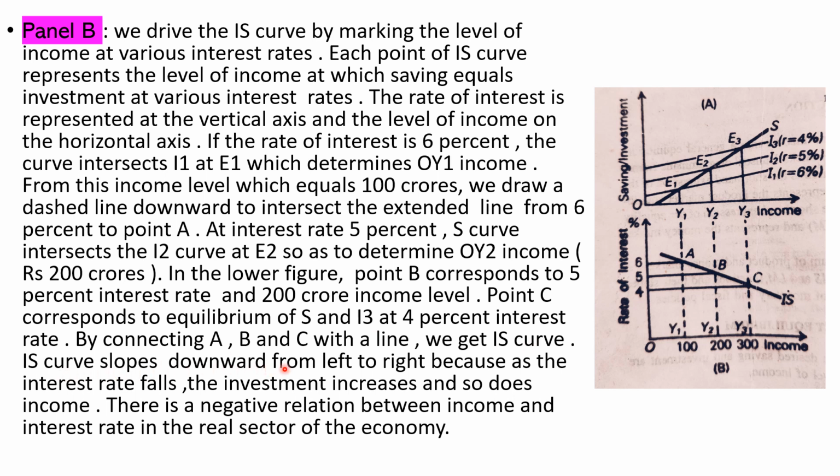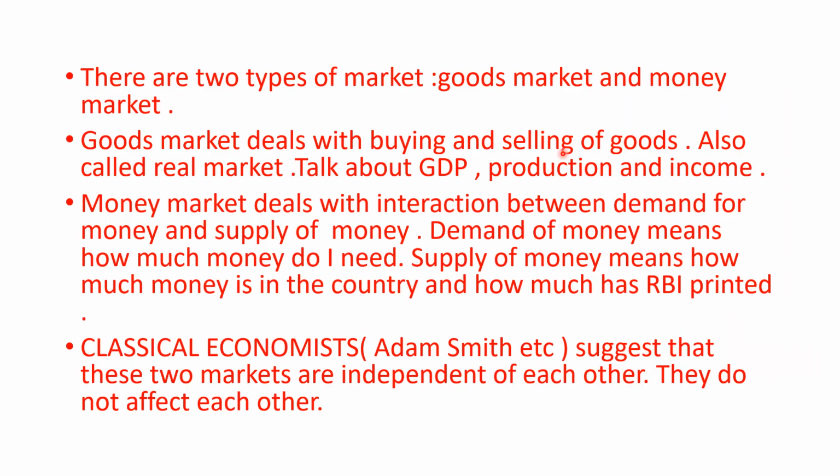IS curve slopes downward from left to right because as the interest rate falls, investment will increase and so does the income. Generally, when we take a curve, we are talking about two variables. But here, we are considering three variables. We are talking about investment, we are talking about savings with relation to interest rate. Now, there is a negative relation between income and interest rate in the real sector of the economy. So, this is how you make the IS curve. I hope it's clear.